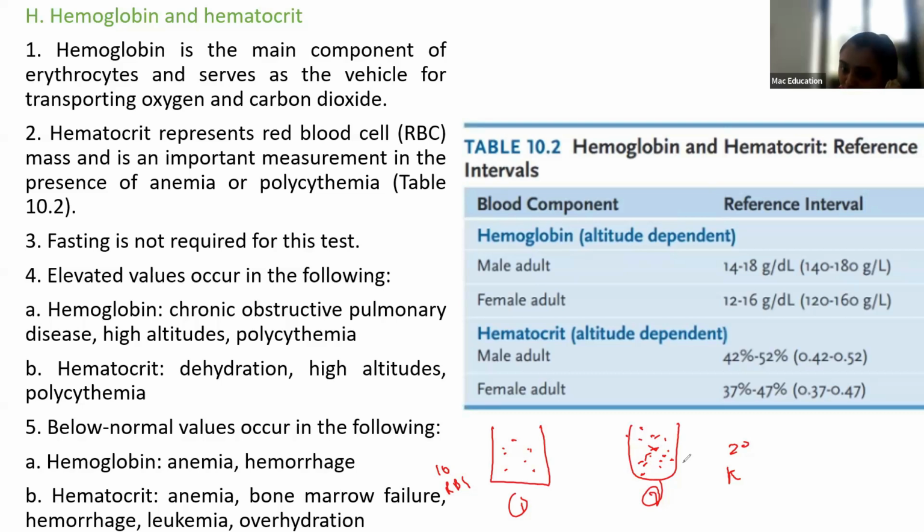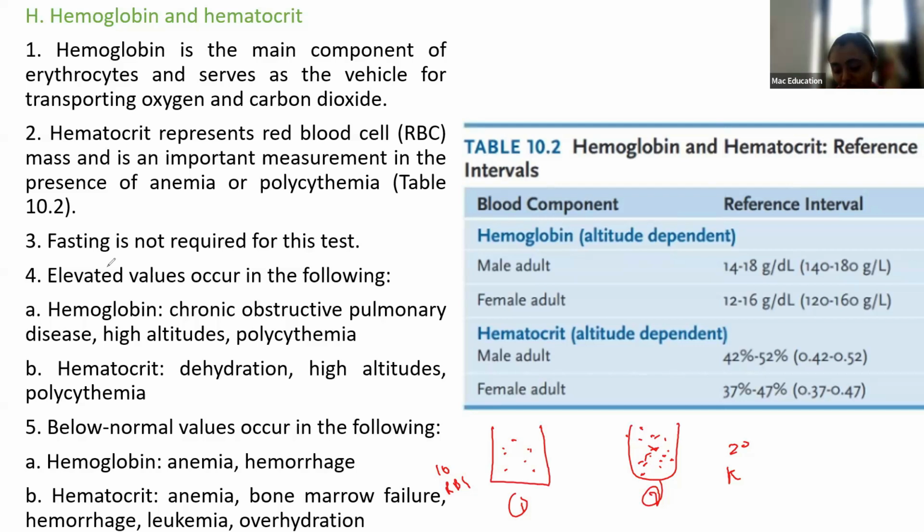What is the normal value of hematocrit? The normal value for male is 42% to 52%, and for female it is 37% to 47%. This is the normal range. You should also add this normal value in your chart and stick it on your study table.